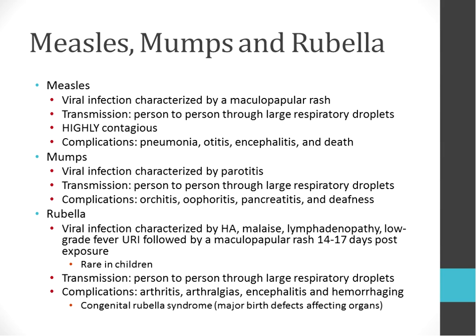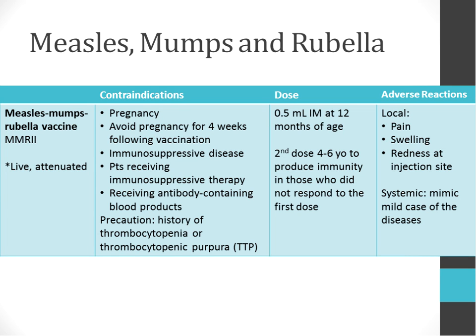Measles, mumps, and rubella are characterized either by rashes or lymphadenopathy, and these ones are not as common anymore due to our vaccine. And this is a live attenuated vaccine, so therefore it's going to be contraindicated in pregnancy. You're going to see, for systemic reactions, mimic the mild cases of the disease.